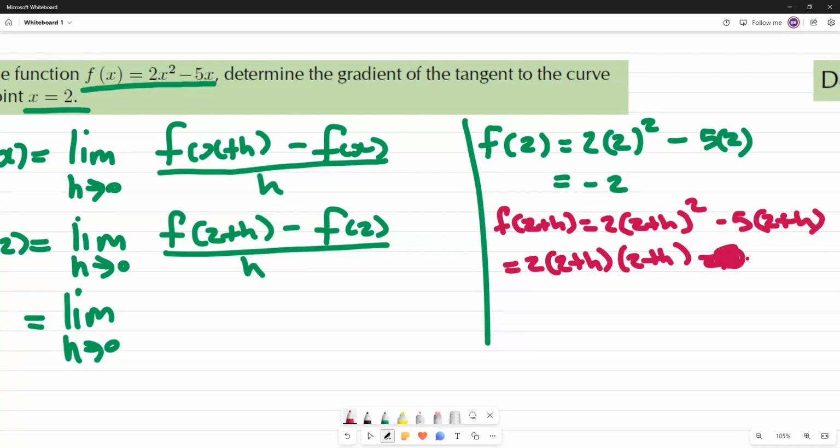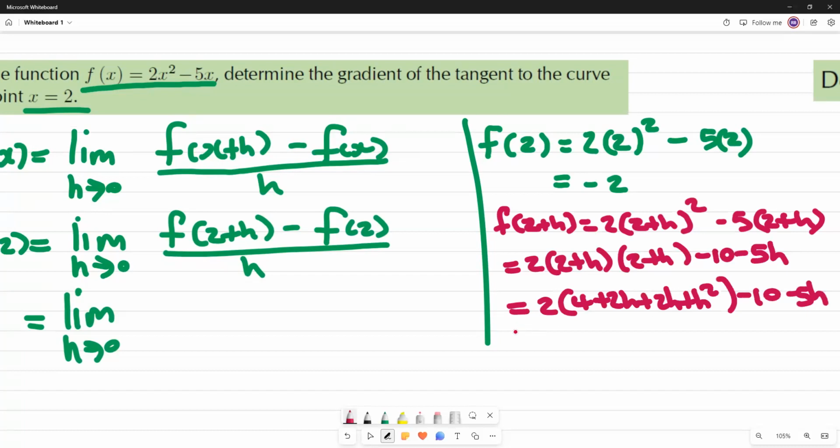So let's write it nicely here. It's minus 10 minus 5h, right? And then here we're going to have 2. Now let's multiply this. 2 times 2 is 4, plus 2h, plus 2h, plus h squared, minus 10 minus 5h, right? You can see that these 2 here are going to give you 4h when you add like terms. So basically inside the bracket, you have 4 plus 4h plus h squared, right? Now you can multiply everything by 2.